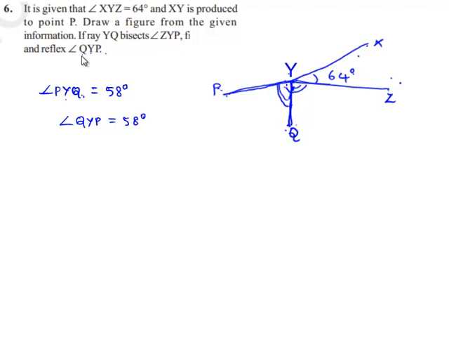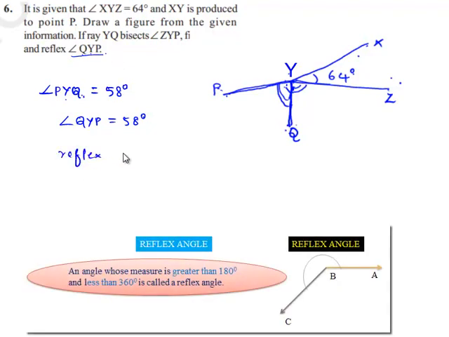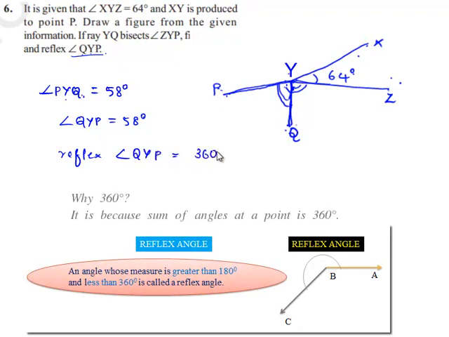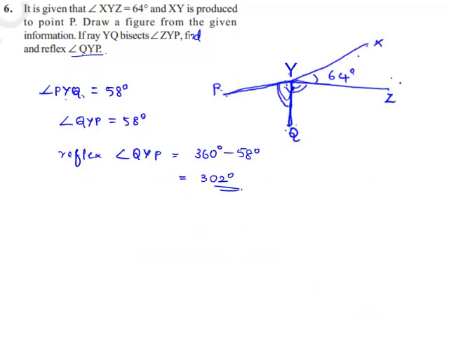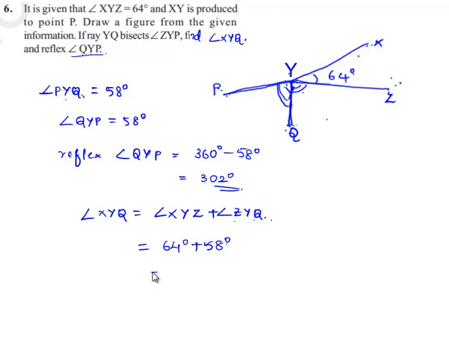Later, we are asked to find the reflex of angle QYP. Therefore, the reflex angle of QYP will be equal to 360 degrees minus 58 degrees, that is equal to 302 degrees. We are asked to find angle XYQ also. Therefore, in order to find angle XYQ, we need to add angle XYZ and angle ZYQ. That is, angle XYQ is equal to angle XYZ plus angle ZYQ, that is 64 degrees plus 58 degrees, which is 122 degrees. That is the required answer.